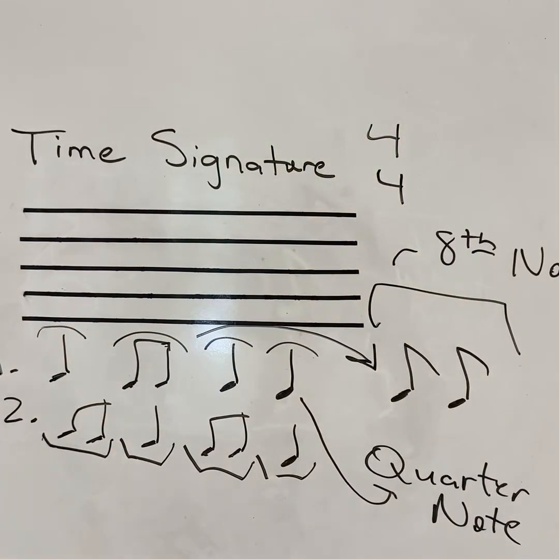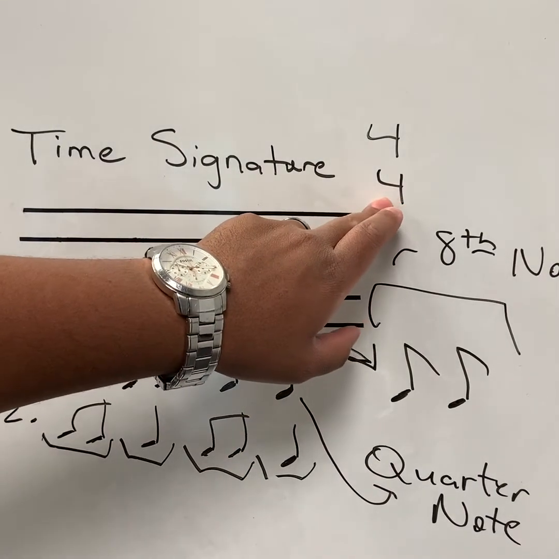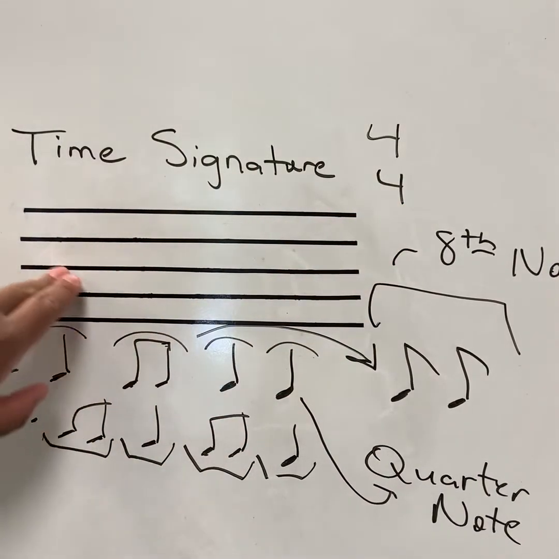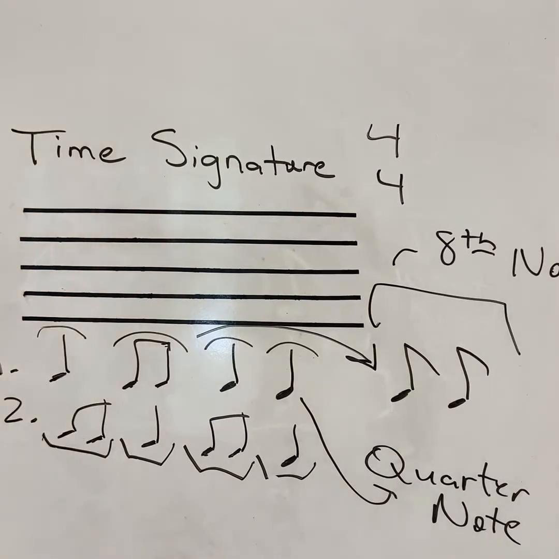My time signature is 4-4. Okay? My time signature is 4-4. Now, that looks like a fraction. In a way, it is a fraction. Okay? So, if I were to put this on this staff, it'll look like this.